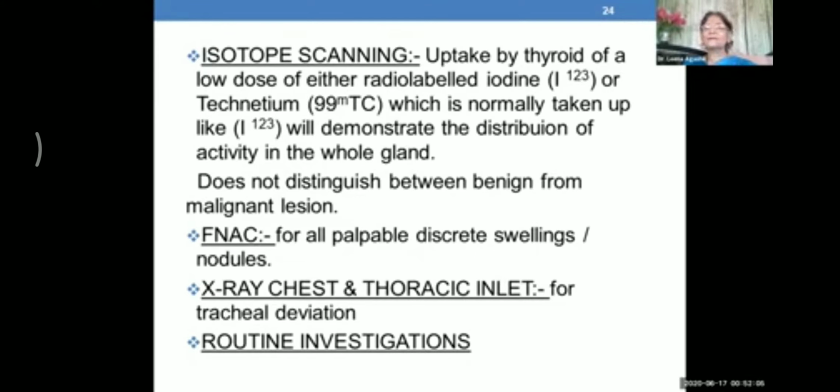Another important investigation is fine needle aspiration cytology. It is mandatory for all the palpable discrete swellings or nodules. Then another investigation which may be of any use is X-ray chest and X-ray thoracic inlet for tracheal deviation. Of course, routine investigations as are carried out in any other case like hemoglobin, routine urine examination, blood grouping, RH typing, blood sugar level, serum creatinine, HIV, and of course, in today's scenario, corona test.